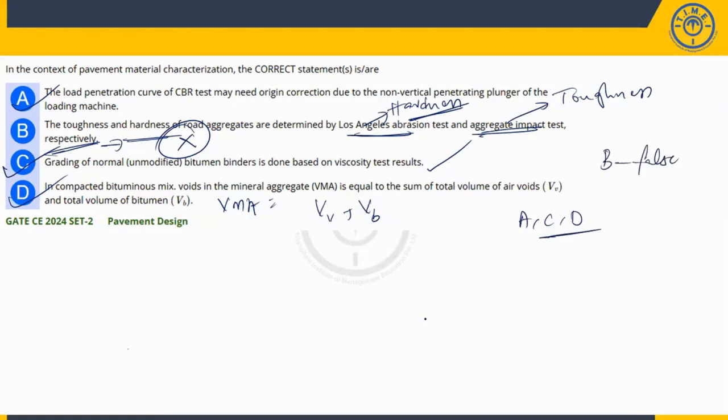Clear? Anupriya, very good. You tried very good. But he willingly confused you: toughness is the aggregate impact test, hardness is the abrasion test. He willingly confused us in reverse order. Very good try. Next question.